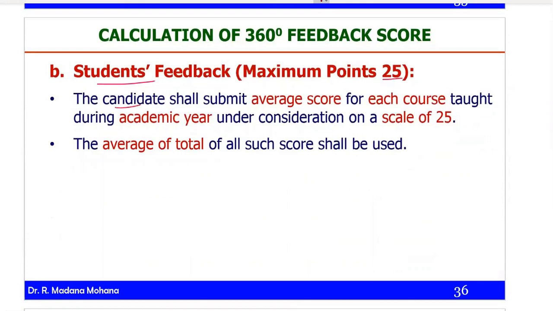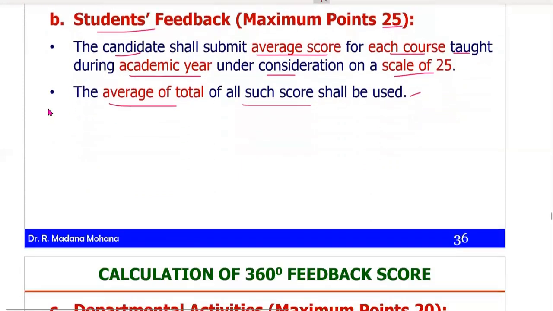Then the second one, students feedback, maximum weightage is 25. The candidate shall submit the average score for each course taught during the academic year under consideration on a scale of 25. The average of the total of all such scores shall be used. That is the student feedback. Here one sample feedback is also shown at the end.